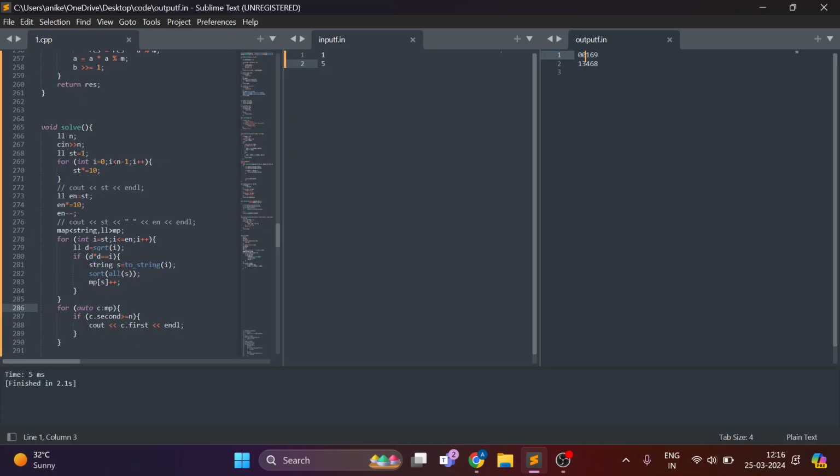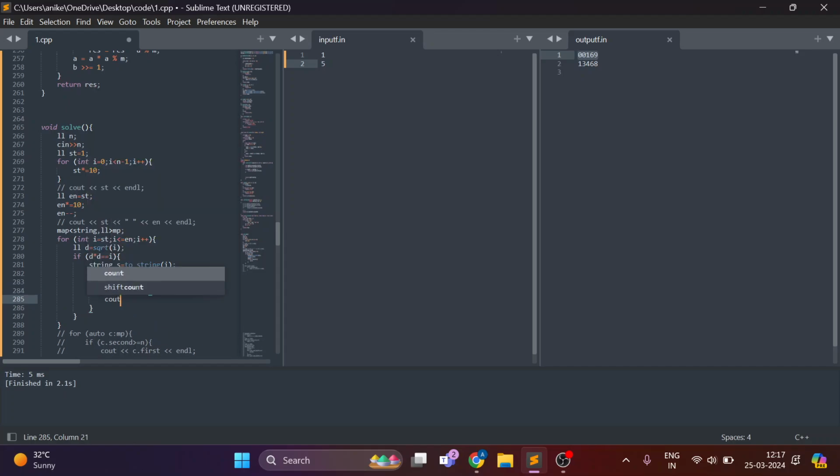Now how do we retrieve all the numbers which are used by this 00169? For that, again I will just comment out this map, come here and write a conditional statement where I compare s with this, and I will print i here.